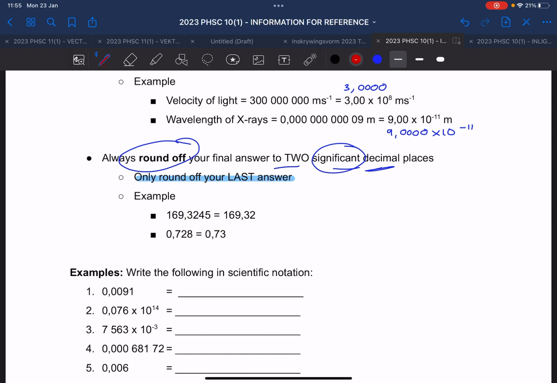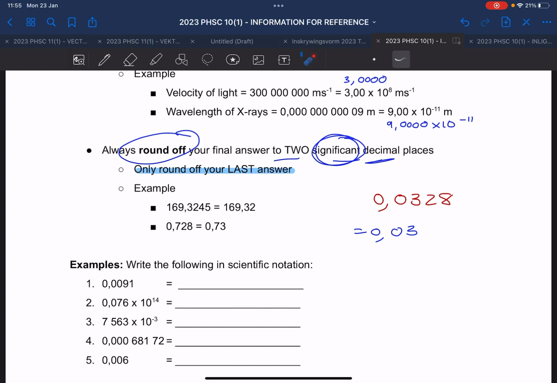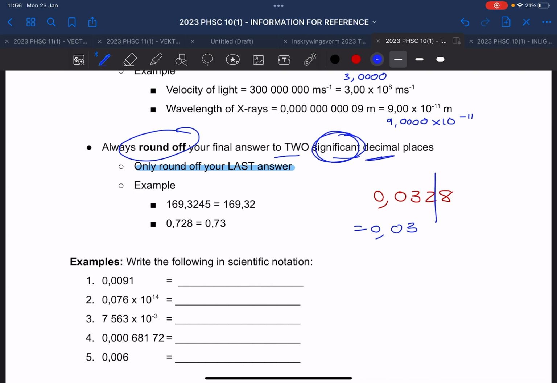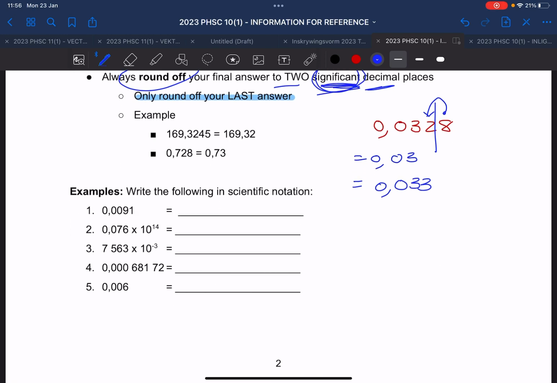Okay, now significant decimal means the following. If we have 0,0328, then we do not count that 0 as a number. So you're not going to round this off to 0,03. That is incorrect, because significant means it needs to be a number. That 0 does not count as a number. So we're going to round off until here. We're going to say this is 0,033, because that 8 makes that 2 a 3. Okay, so that's what the word significant means. But we'll explain that again and again as the year goes on.